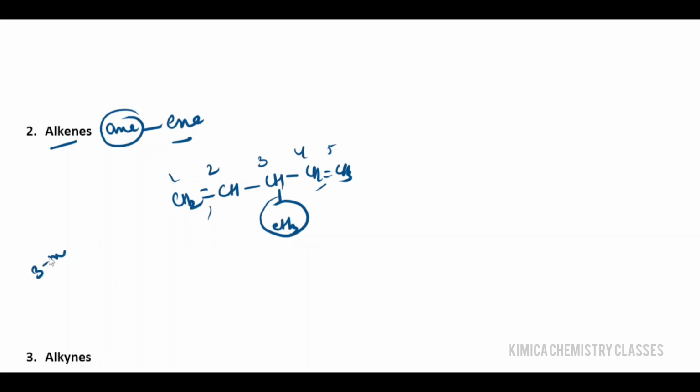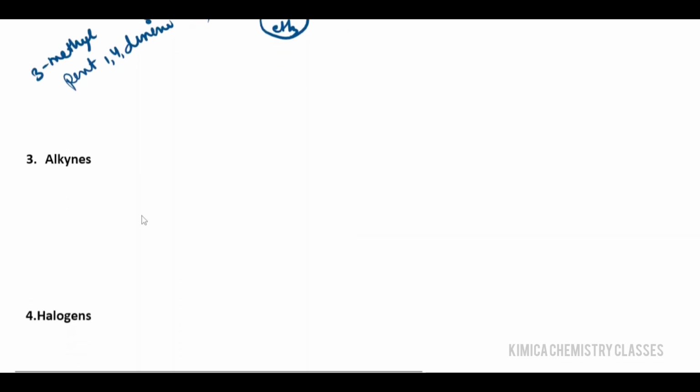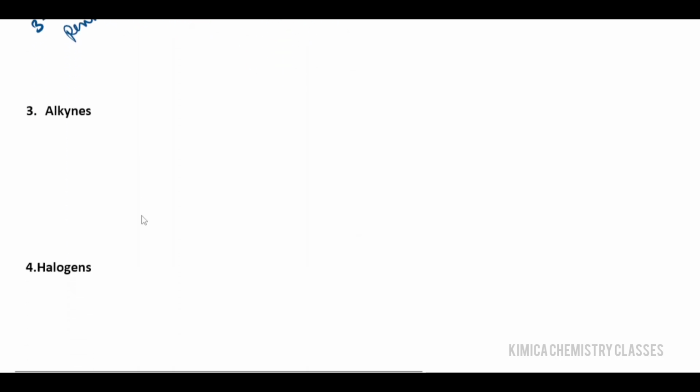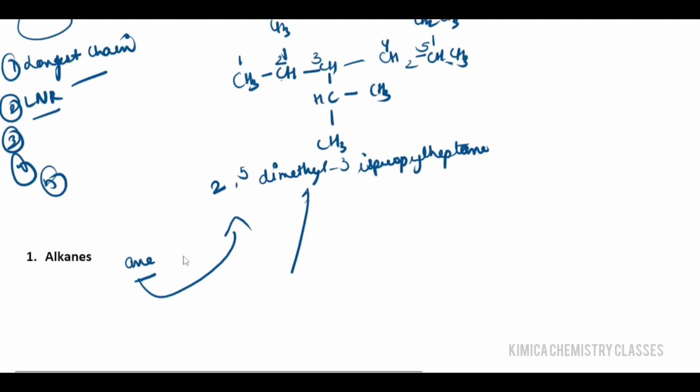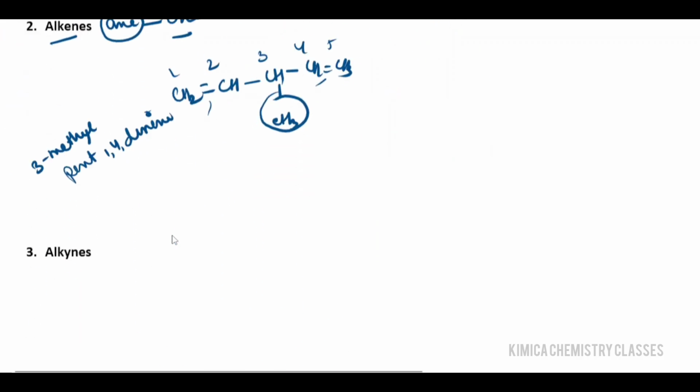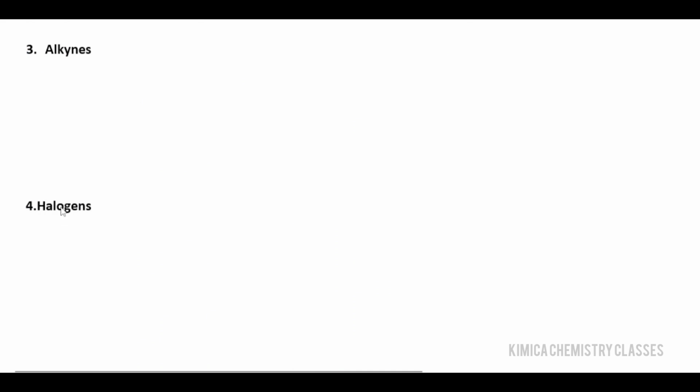So this is 3-methylpent-1,4-diene. This is right. This is the case of alkenes. Now what is in the case of alkynes? As we have discussed the alkanes over here, this is the example of alkanes. In alkenes, we have to replace this suffix by "-ene". In alkynes, we have to replace the suffix by "-yne", right? So for example, I will give you one example.